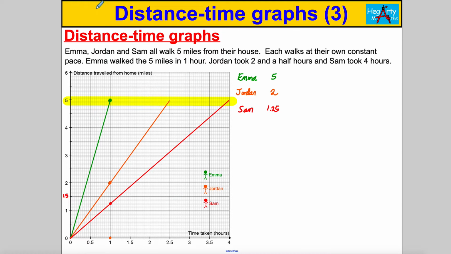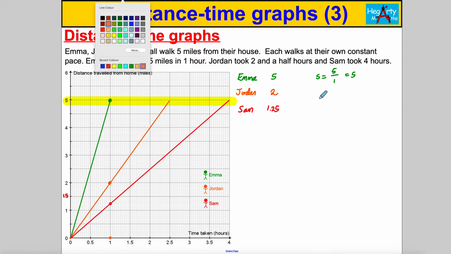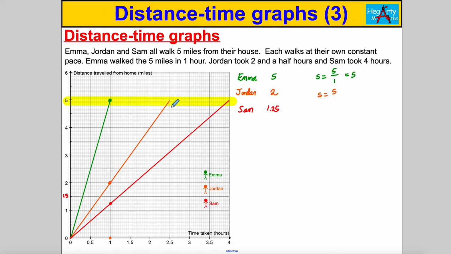Now, also what I'm going to say is, if I separately calculated the average speed, you would see they're the same. In this particular case here, because we know speed is distance over time, the distance is 5 divided by the time here for Emma is 1, and that would give us 5. What about for Jordan? Well, Jordan's speed would be given by, he travels 5 miles in 2.5 hours, so that gives us a speed of 2. And lastly, for Sam, Sam goes 5 miles divided by 4 hours, and that gives me 1.25. So hopefully you can see here that the gradient tells you the speed. And that is the key thing we're going to do here. When we want to find out the speed when we have a distance time graph, if we work out the gradient, it will give us the speed.